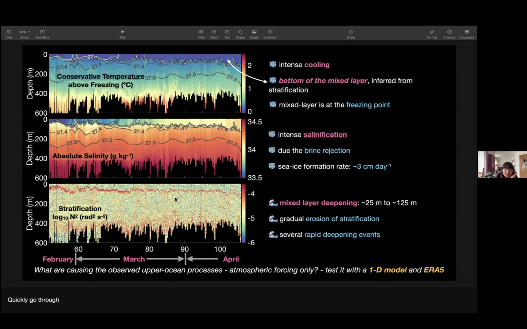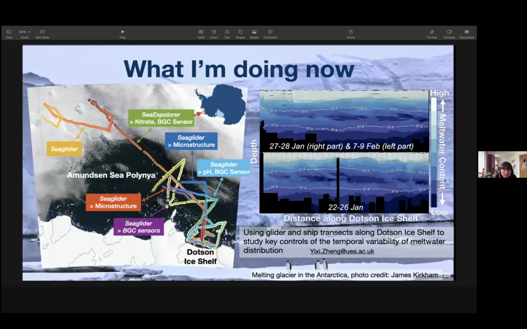And another work that I've been doing is about the glider dataset and ship transects collected in front of Thwaites Ice Shelf. I'm studying the meltwater distribution again, and trying to see whether the temporal variation of meltwater distribution can be resolved by our high resolution glider transects in this place. And that would be everything that I need to talk about today. Any questions?